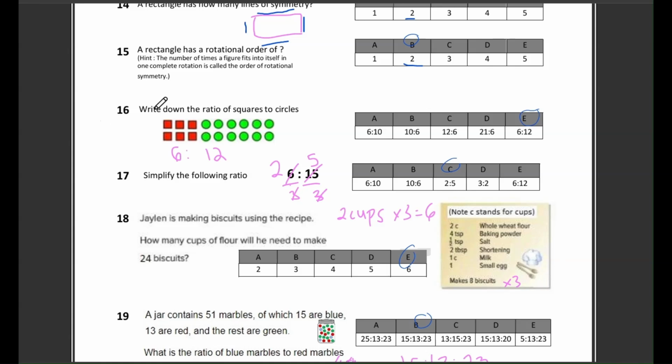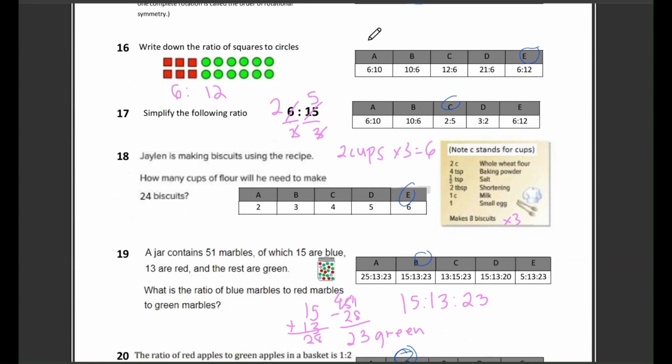Question 16. Next, we're looking at shapes and ratios. The question says, write down the ratio of squares to circles. And we've got some answer choices. A, 6 to 10, B, 10 to 6, C, 12 to 6, D, 21 to 6, and E, 6 to 12. The correct answer is E, 6 to 12.